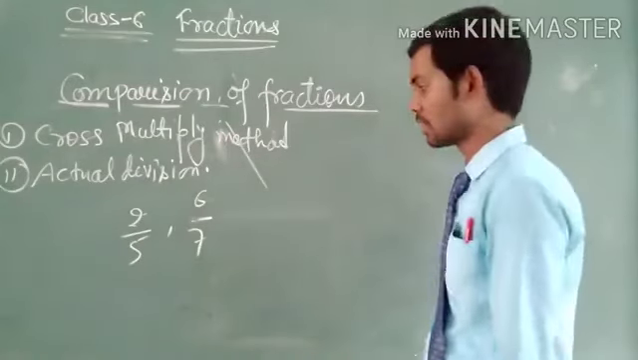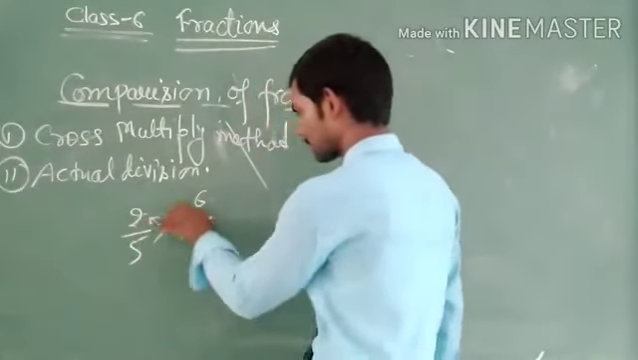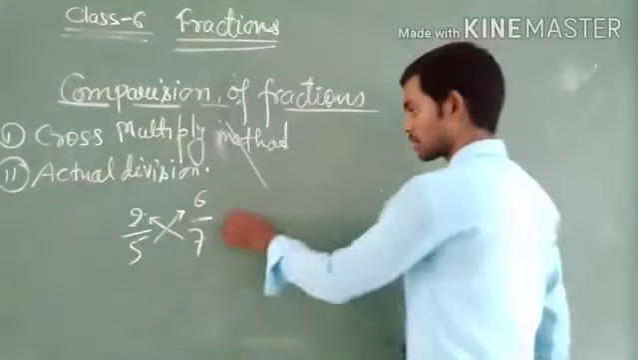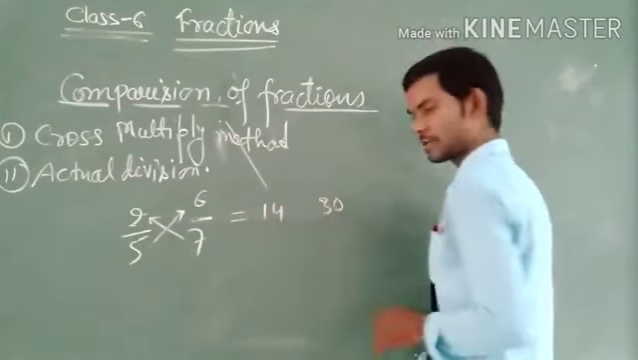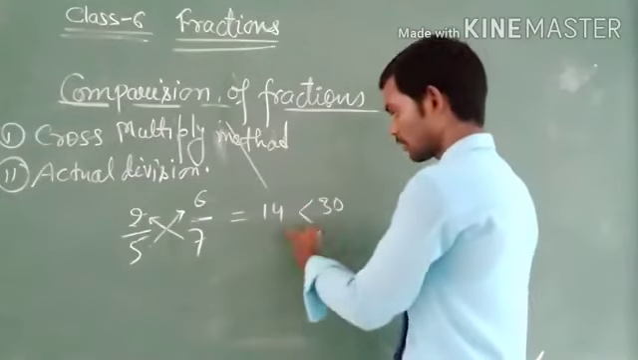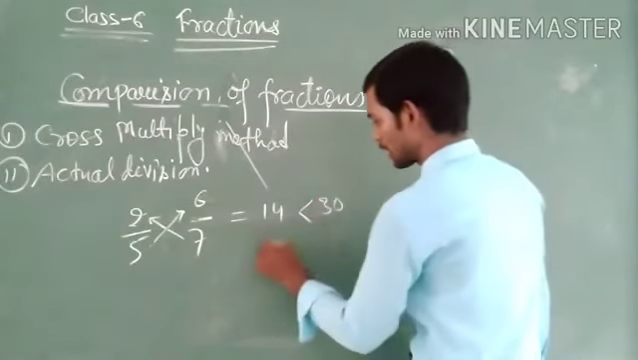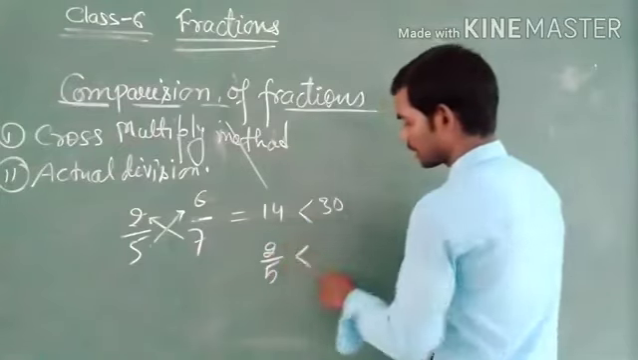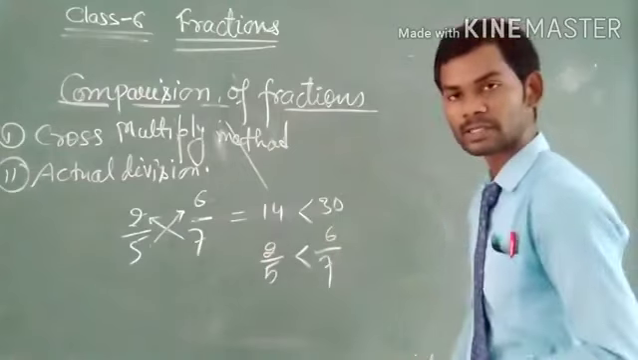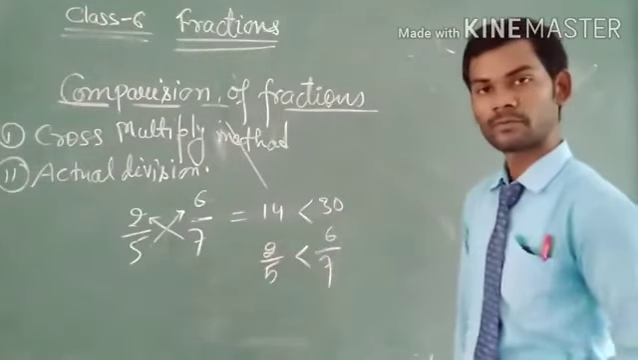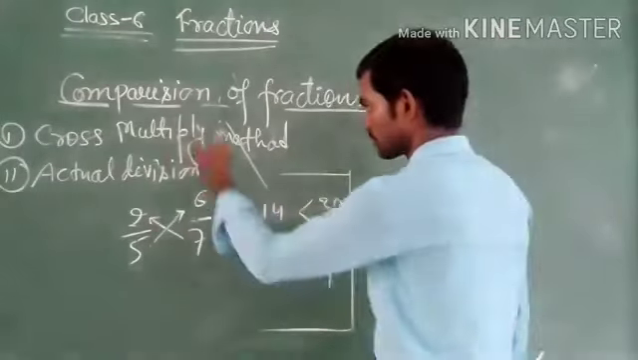For this, we apply cross multiply like this, and here we get 7 twos are 14 and 6 fives are 30. Now just tell me which one is greater. 14 is less than 30, which means that 2 upon 5 is less than 6 upon 7, or you can say that 6 upon 7 is the greater fraction. So this is done by cross multiply.